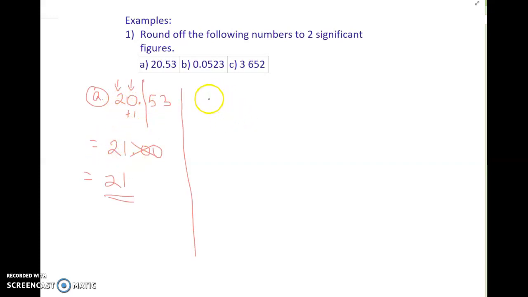All right, let's look at B. 0.0523. Identify the first two significant numbers. So 5 is my first significant number. 2 is my second. Draw a line. Now 3 is less than 5, so we're not adding anything to the 2. So you're just going to get 0.052. Again, because it's a decimal number, after your line, you're not adding any zeros, right? Good.